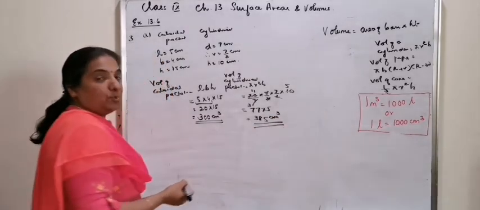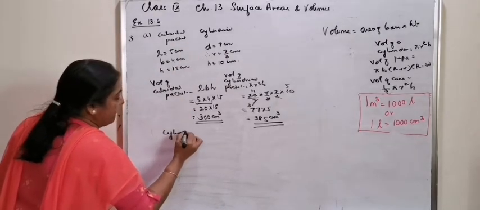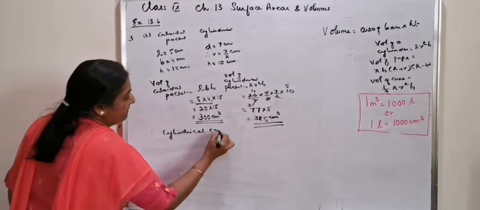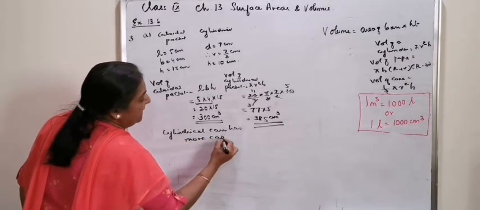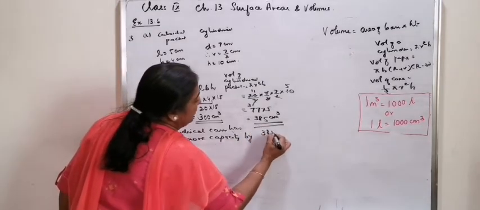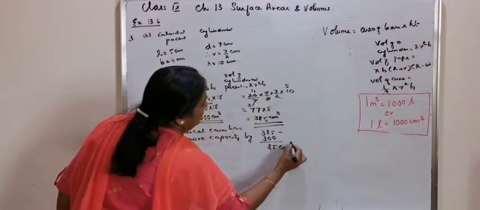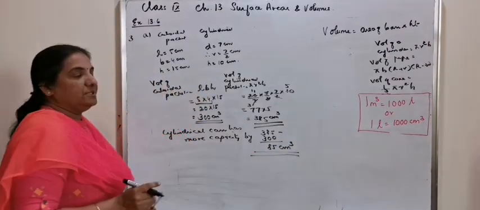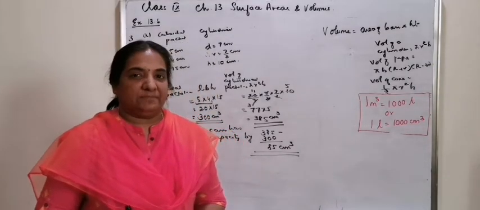Now, which has more capacity? The cylindrical can has more capacity. By how much? 385 minus 300, which is equal to 85 centimeter cubed. It's a very easy question. It's an important 2-mark question.